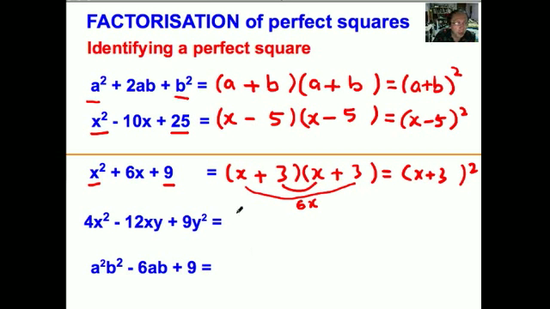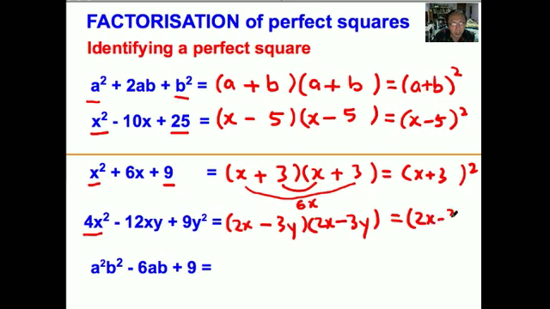In the next example, we have the first term is 4x squared, therefore we should have 2x times 2x. The last term is 9y squared, therefore is 3y times 3y. And the sign in the middle is negative, meaning both must be negative, giving us the answer 2x minus 3y squared.